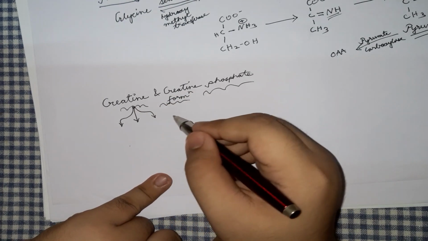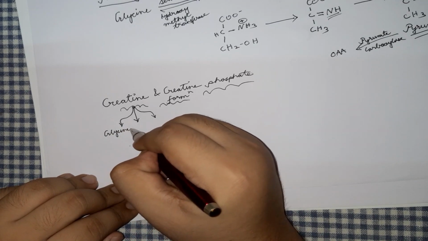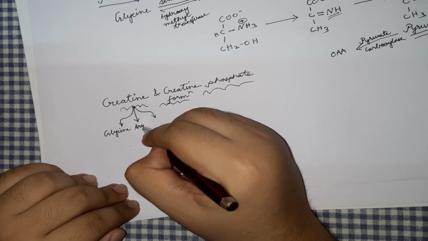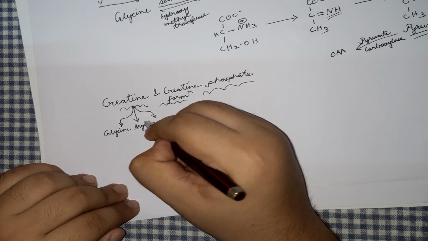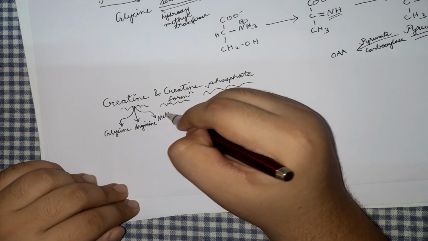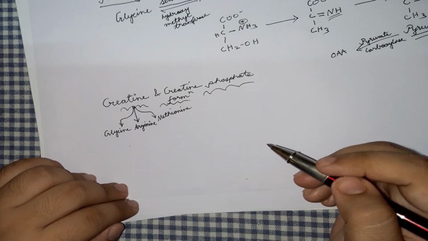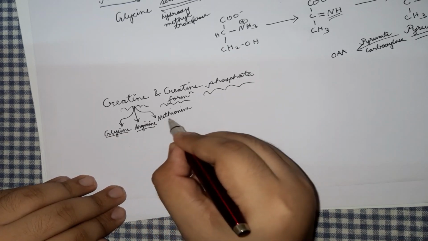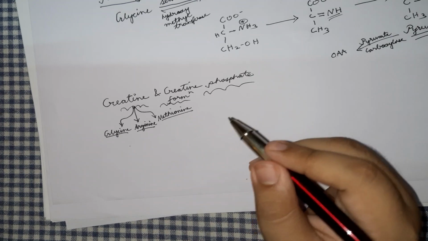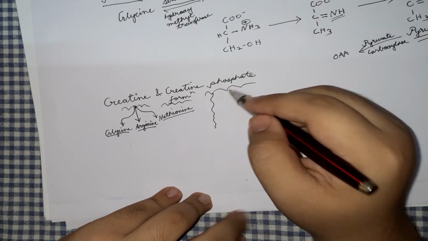What are those 3 amino acids? First one is obviously glycine. Second one is arginine. And third one is methionine. Alright, so glycine, arginine, methionine. These 3 amino acids together make up creatine. Now, how is that actually occurring? Let's see.